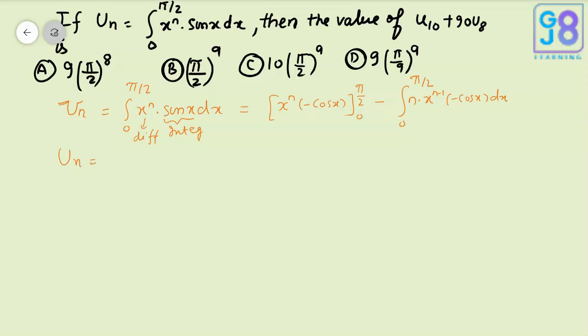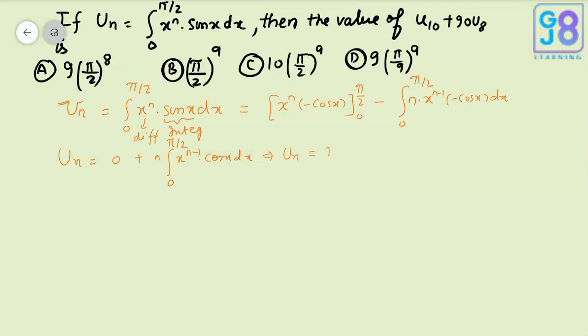So we get u_n equals pi by 2 to the power of n, and then cos pi by 2 becomes 0, so that whole thing becomes 0. And then we have minus and minus, so we'll make it plus. So n times integral 0 to pi by 2 of x to the power of n minus 1 times cos x dx.